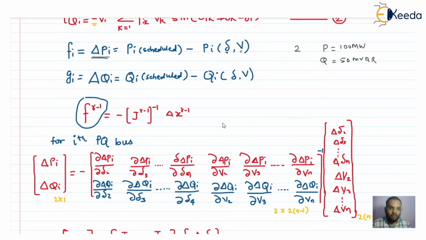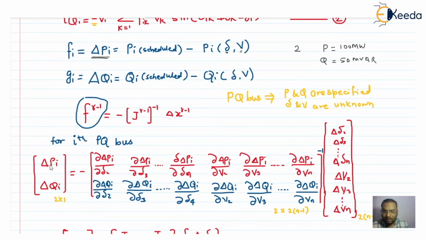Before we proceed, tell me, for a PQ bus, what do we know? P and Q are specified. What is unknown? Phase angle and voltage. These are to be found out. This is the idea we know regarding the PQ bus. Now let us try to understand how to write this Jacobian matrix.